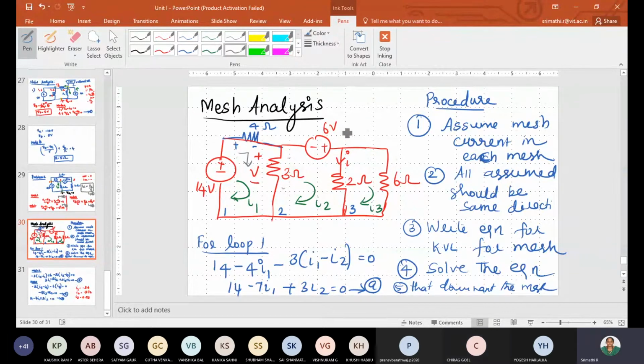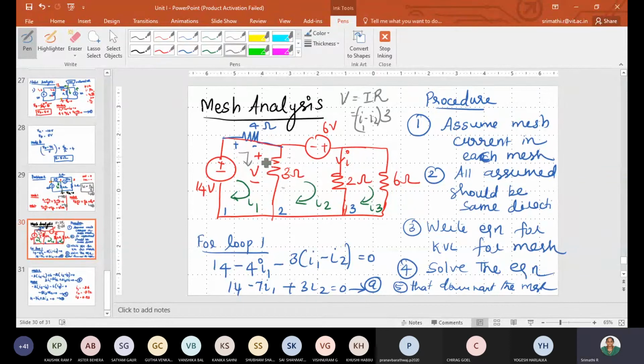What is the current flowing through this 3 ohms? It will be I1 minus I2. We need to find V. V is equal to IR according to Ohm's law. We know R, 3 ohms is known. We need this I, which is nothing but I1 minus I2. Because the polarity given to us is upper plus, only for your current I1, your upper polarity is plus. So we need to take I1 minus I2. Is it okay?